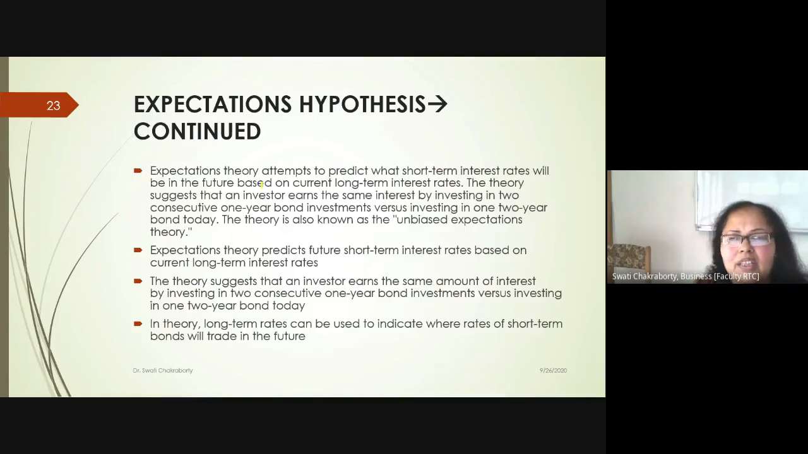So this is just a quick recap of the expectation theory. It attempts to predict what short-term interest rates will be in the future based on the current long-term interest rates, right? It also suggests that an investor earns the same interest by investing in two consecutive one-year bonds versus investing in one two-year bond today. So instead of rolling over twice, 1 year and 1 year, if you invest for 2 years, you will get the same. That's why it's also called the unbiased expectation theory, right?